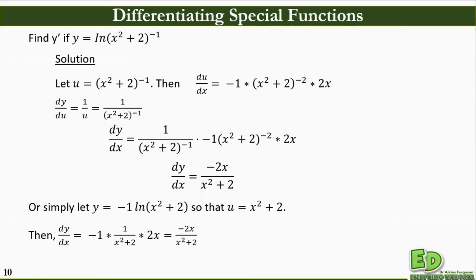Let's take a look at another example. Find y prime if y is equal to natural log of (x squared plus 2) all raised to the power minus 1. We have to identify our function. The function here is x squared plus 2 all raised to the power minus 1. Let u be equal to that function. Then find the differential of this function, du over dx, which is what?